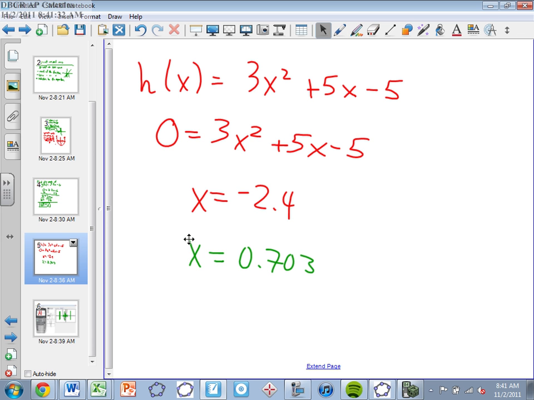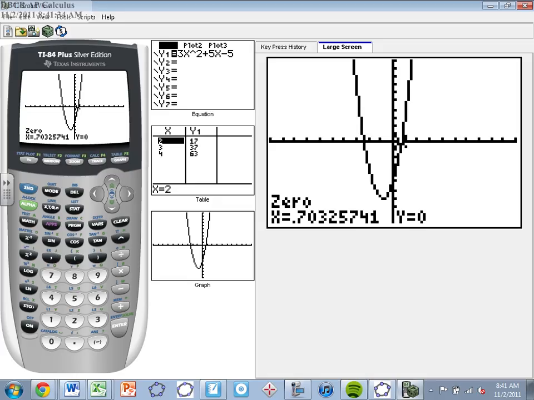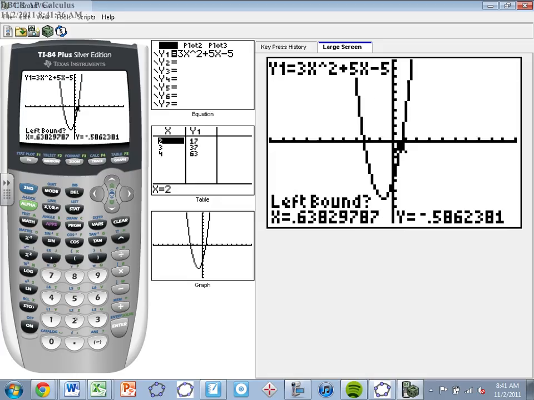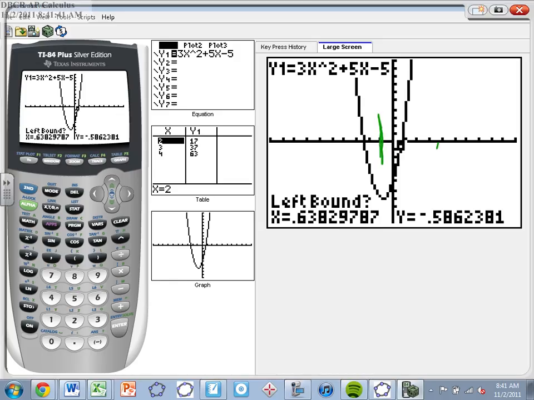For the right bound, again, quickly. Second, calculate. I want the 0 function. The left bound for this one, I'm going to pick this as my left bound and maybe pick some number over here as my right bound. Okay, so this is -1. This is 2, 3, 4. Doesn't really matter right now.